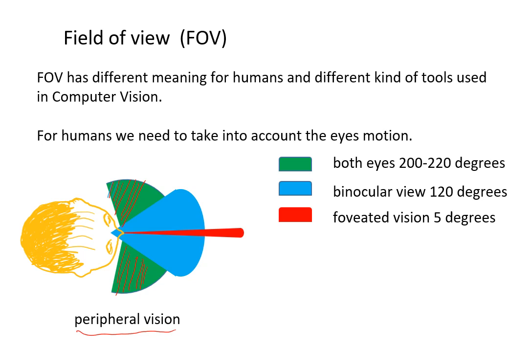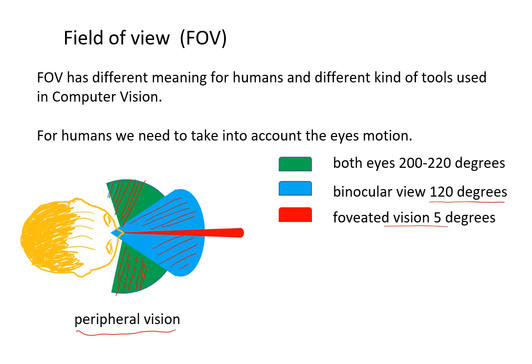And on the other hand, the binocular view, that is the view with both eyes, has an extent of 120 degrees. So we can obtain a field of view of about 220 degrees, with the binocular view of about 120 degrees, and with the foveated vision with about 5 degrees.